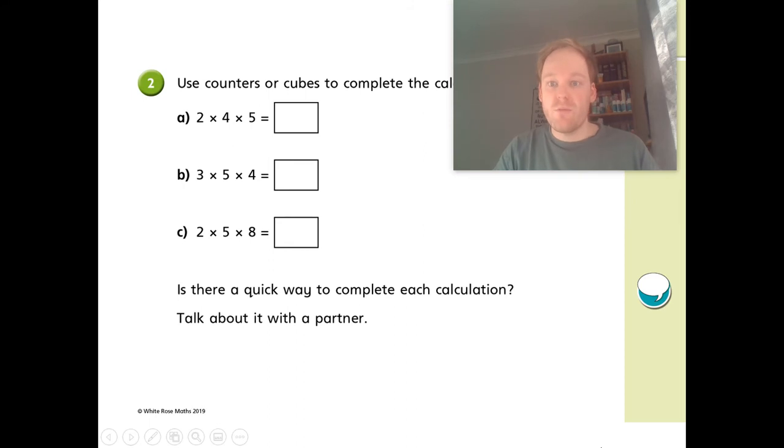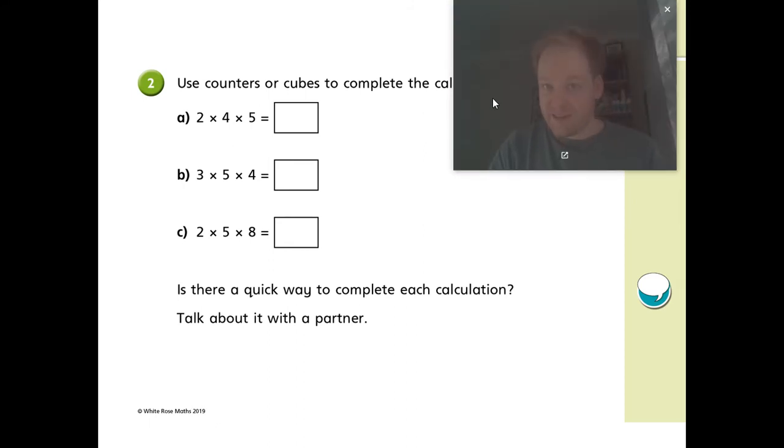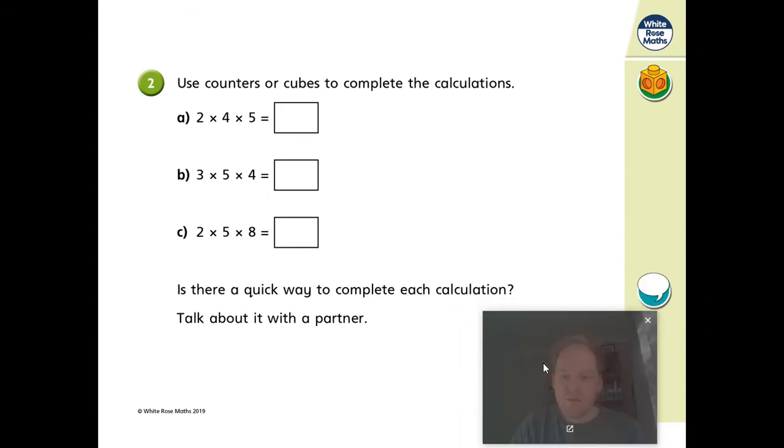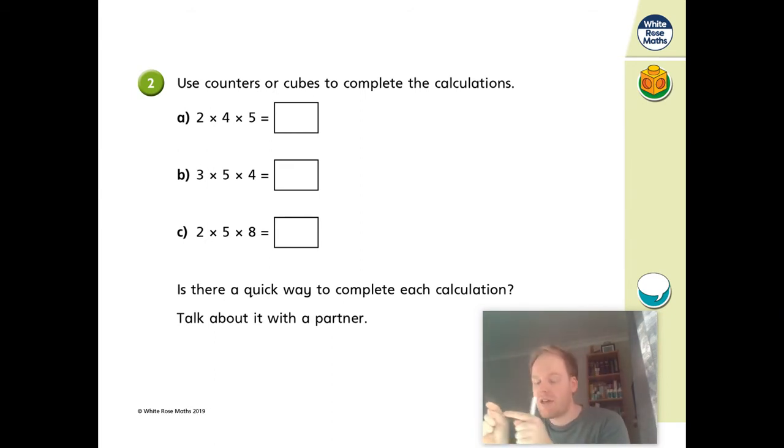Use counters or cubes. Get your pasta at the ready. Use counters or cubes or pasta to complete the calculations. Okay, so 2 times 4. Make your array of 2 times 4 with your pasta, but then do that 5 times. Okay. 3 times 5, make your array with pasta, and then do that 4 times, then count them up.